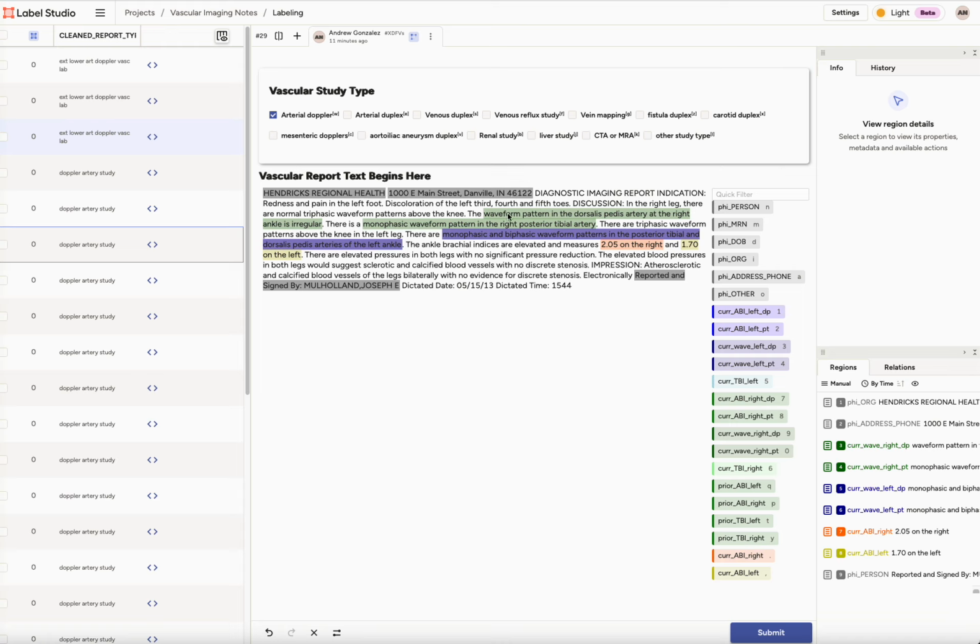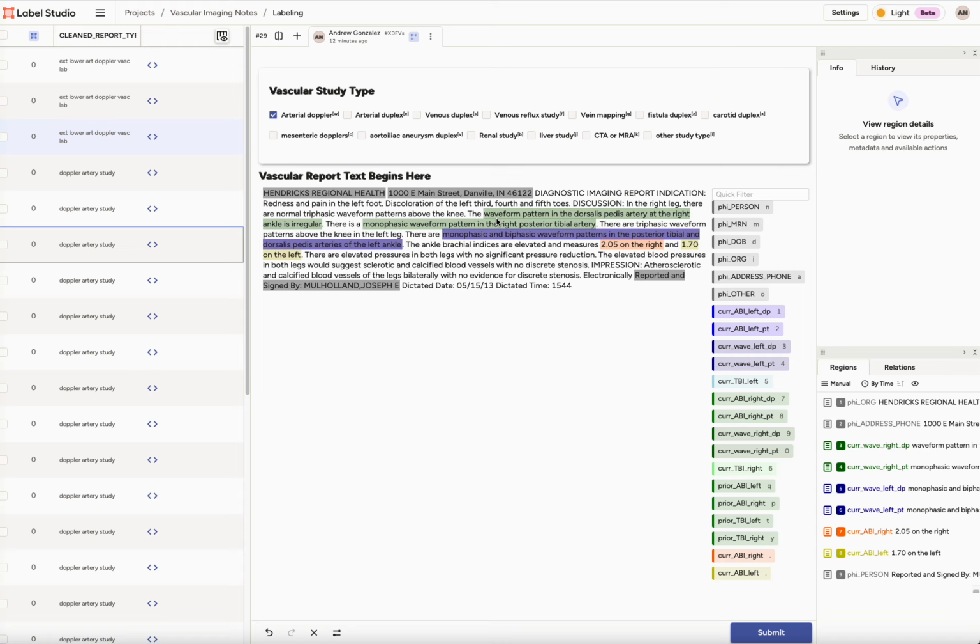So for the waveforms, I'm going to illustrate a few things. One, try to highlight a sentence that would allow you, if you just visualize the sentence in its entirety, or it doesn't have to be a full sentence, it can be a part of a sentence, to connect the artery, the waveform, and the laterality. So the minimum amount in this sentence, "the waveform pattern in the dorsalis pedis artery at the right ankle is irregular," that I can highlight is everything that's there. You don't need the "and," and you obviously don't need the period, but it gives you the waveform, which is irregular, whatever that's supposed to mean, the dorsalis pedis, which is the artery, and then the laterality.